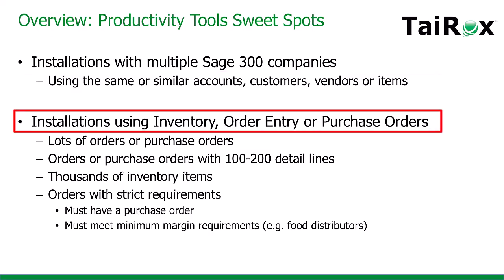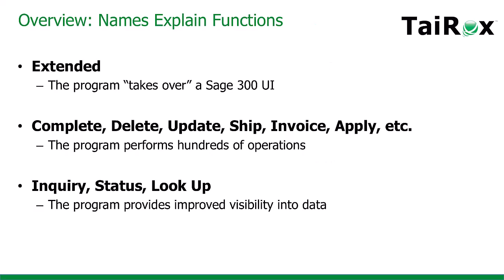Two, installations that have lots of operational data. This can mean several things, as you can see here. Later on, I will speak to an example of how a SmartFinder solves a large problem for a hardware distribution business. There are over 50 programs that come with productivity tools.